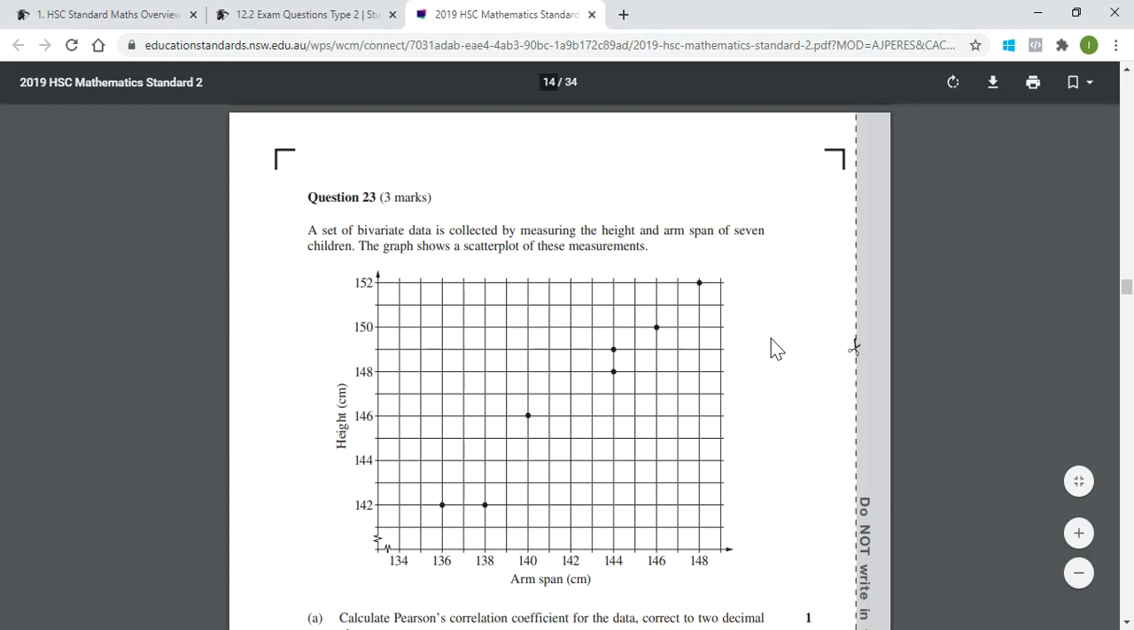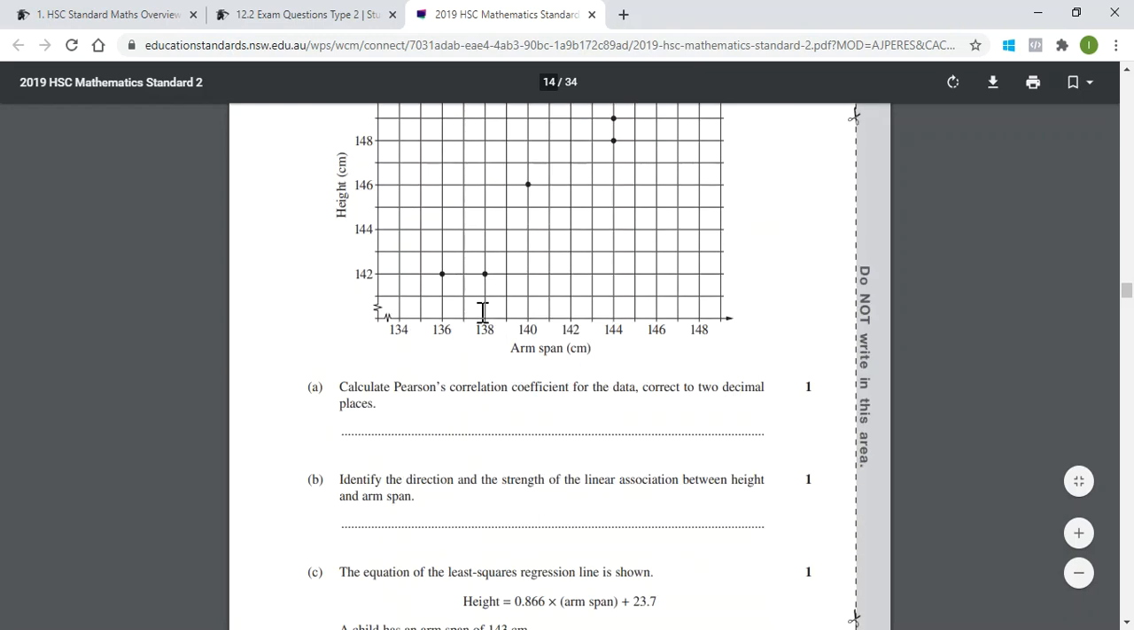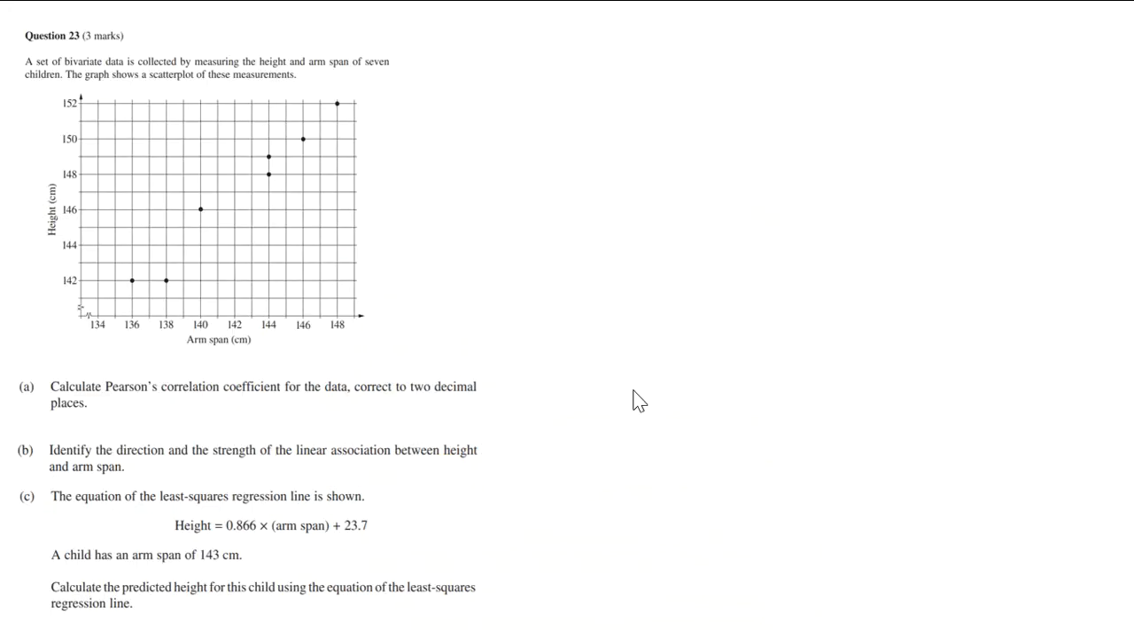So you're given a graph, and on the chart you've got a few data points, where the x-axis tells you the arm span of a person, of children, and the y-axis their heights. For a given child has 136 centimeters of arm span and their height is 142, whereas another one has the same height of 142, but their arm span is 138. And then it's asking a few questions relating to this chart.